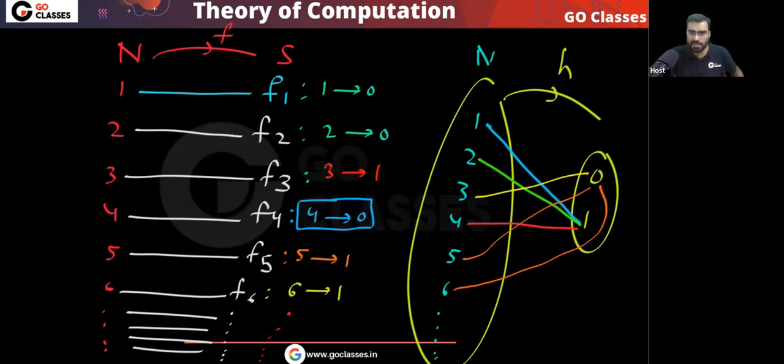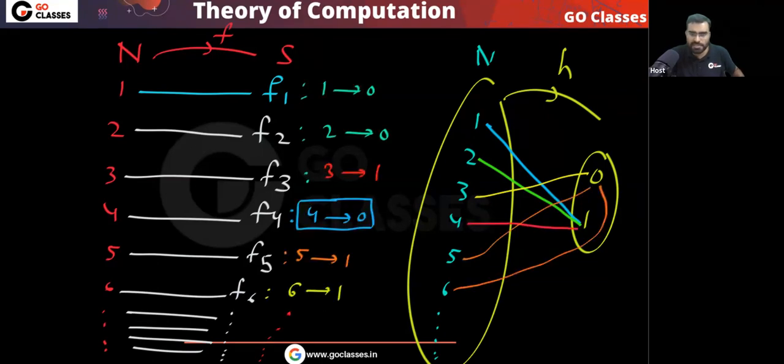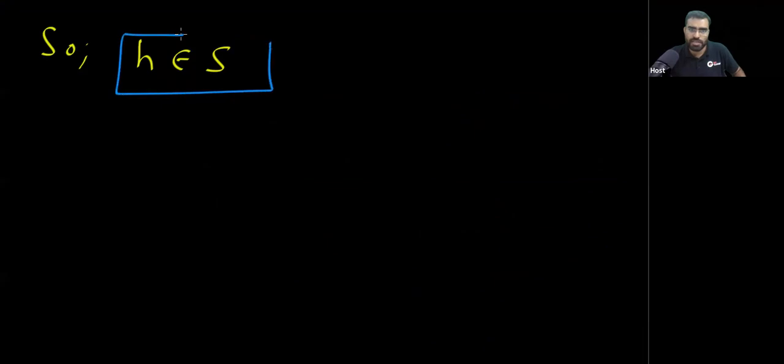So finally, a simple point I'm asking: this h that you have created, is this a function or not? Is this h a function from n to {0, 1}? Let me know. Yes, this is a function from n to {0, 1}. So can I say that h belongs to S?